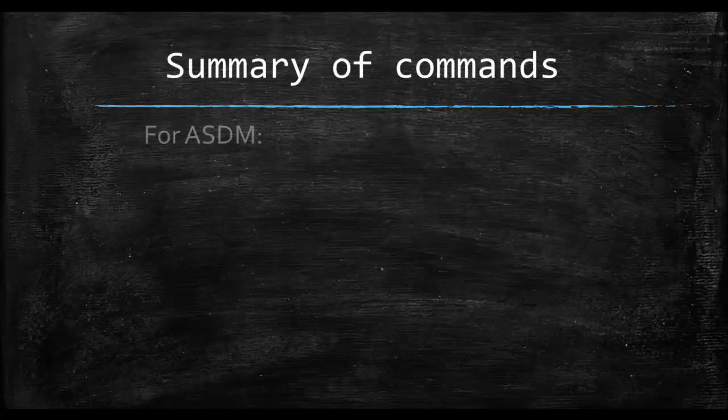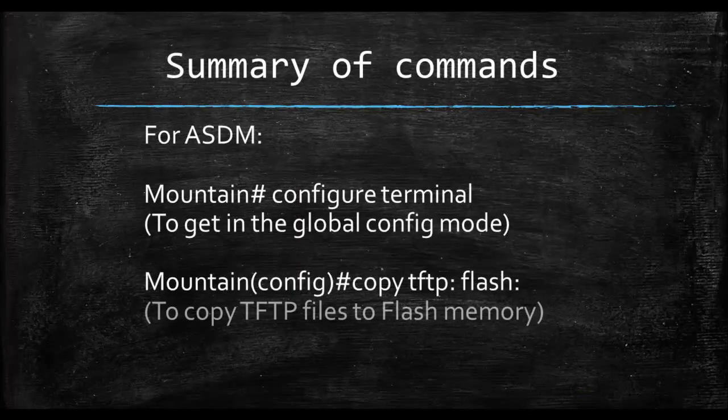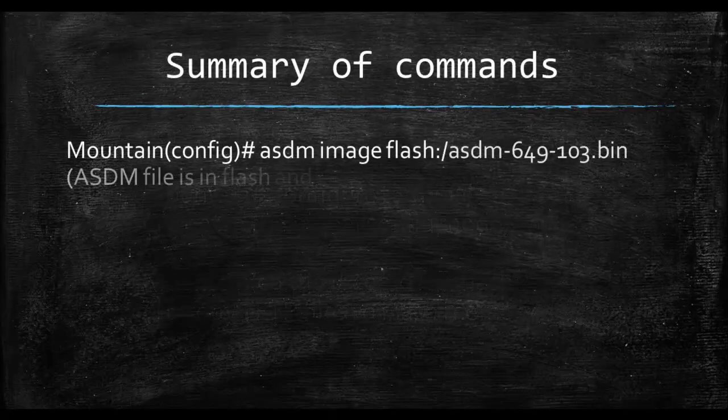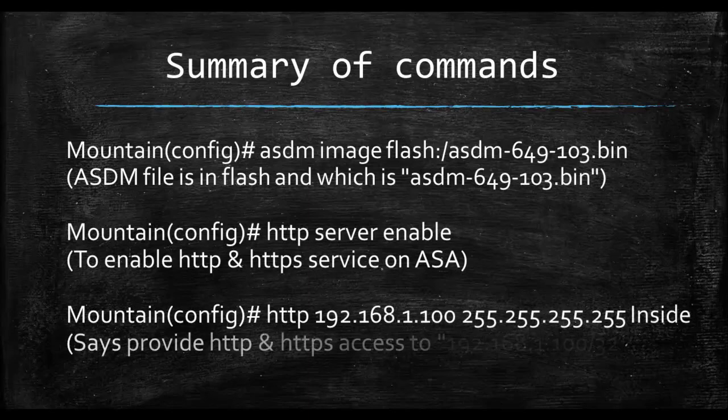Okay, so first was configure terminal to get into the config mode. Then the second one, this is for copying from TFTP to flash, and then the image file which you wanted. Then this one was the ASDM image in flash to tell which image in the flash we should use for ASDM.